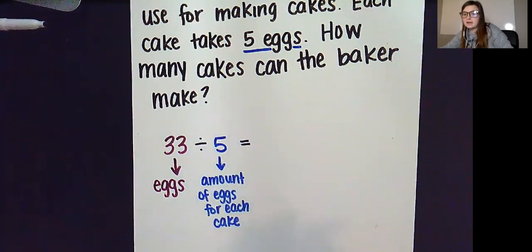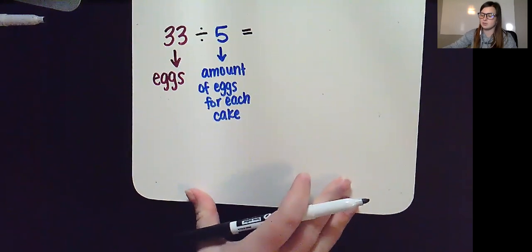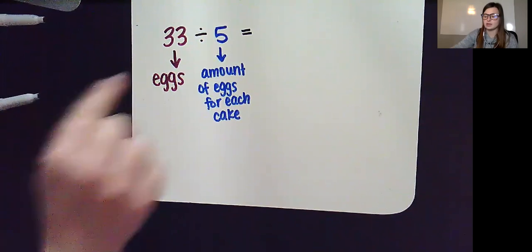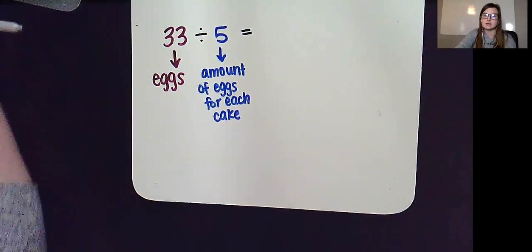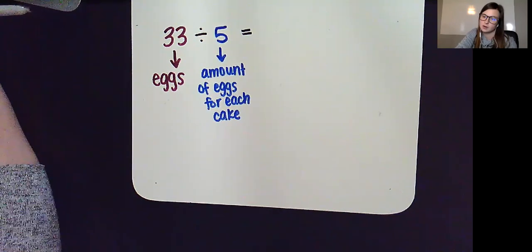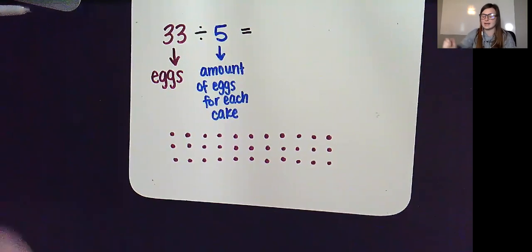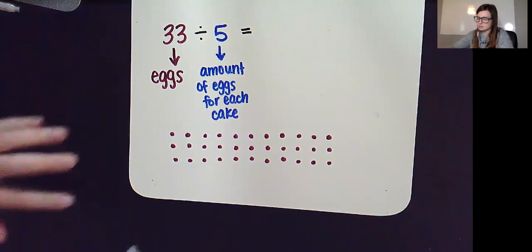I'm going to do a picture to help us solve this. So I'm going to slide that guy up. Remember, we're trying to figure out how many cakes we'd be able to make with the 33 eggs the baker has. So I'm going to make 33 eggs. I'm going to pause the recording so you don't have to watch me do that. So hold on just a second. Okay, I have drawn my 33 eggs. And now we need to put them in groups of 5 because for each cake I make, I'm going to use 5 eggs.